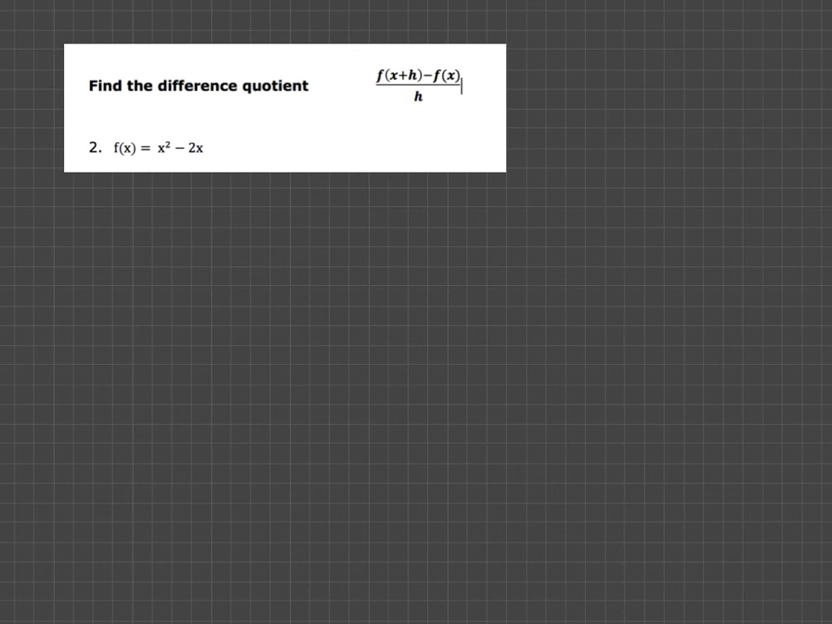One more example of finding the difference quotient. So this time we've got a quadratic. So we start off by plugging in x plus h for x. So we're going to have x plus h, and that whole quantity is squared. And then minus 2 times, replace that x with x plus h. And now we're done with the f of x plus h. And now we subtract just f of x. So in parentheses, because we want to make sure we distribute that negative.